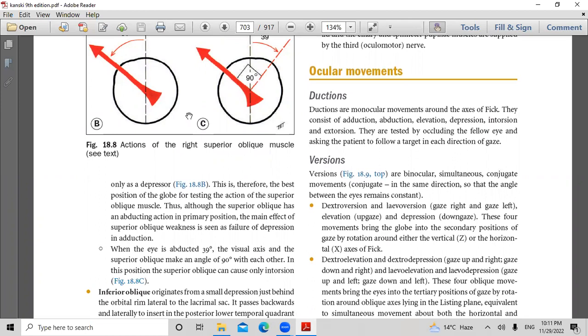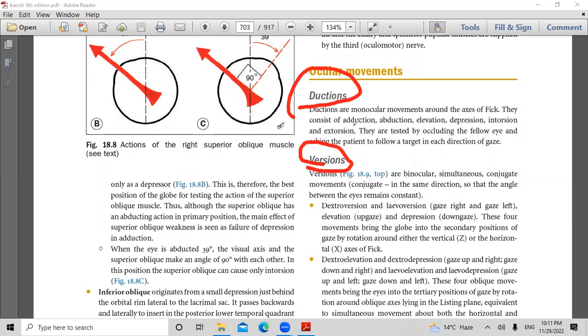Ductions are monocular movements around the axes of Fick. They consist of adduction, abduction, elevation, depression, intorsion, and extorsion. They are tested by occluding the fellow eye and asking the patient to follow a target in each direction of gaze. Versions. Just to make it easy here, what is the difference between duction and version?